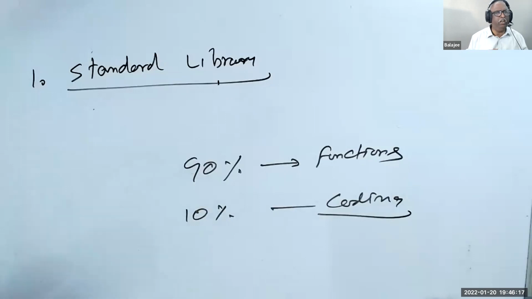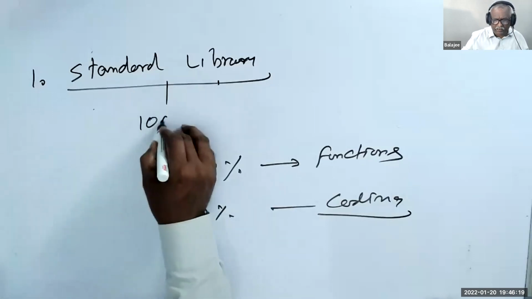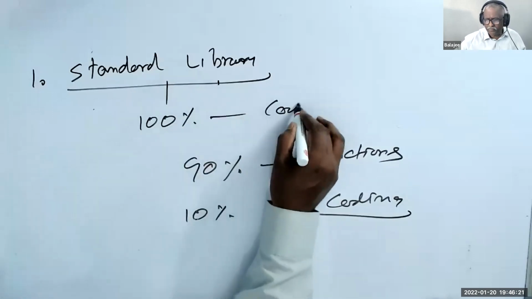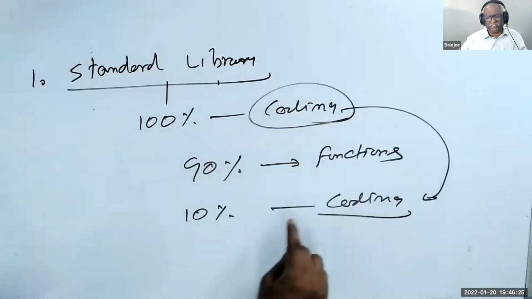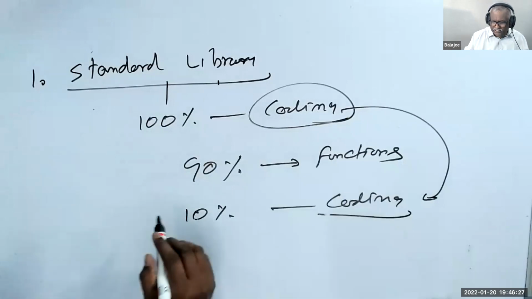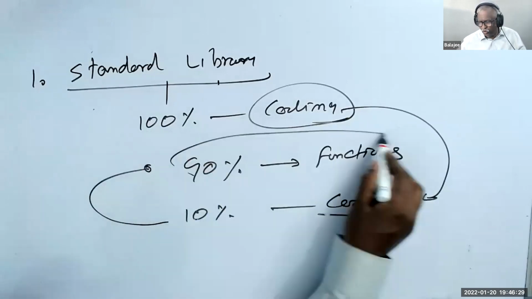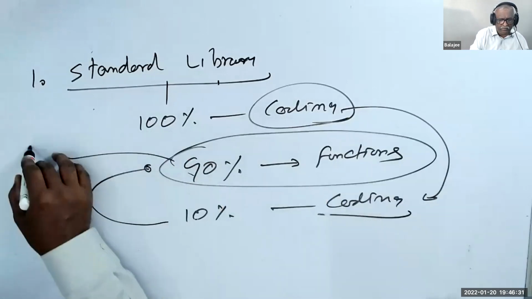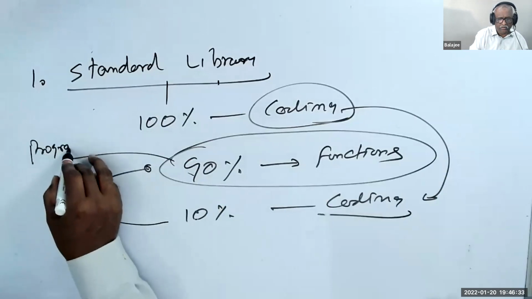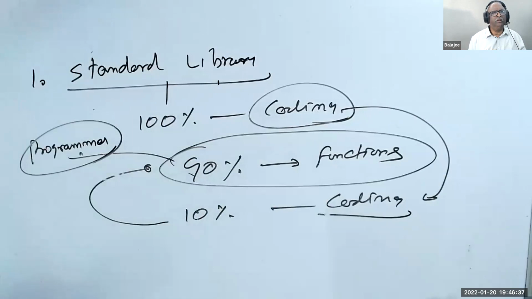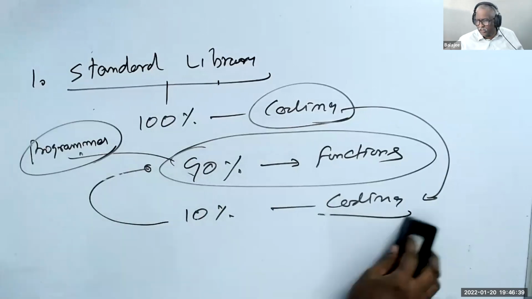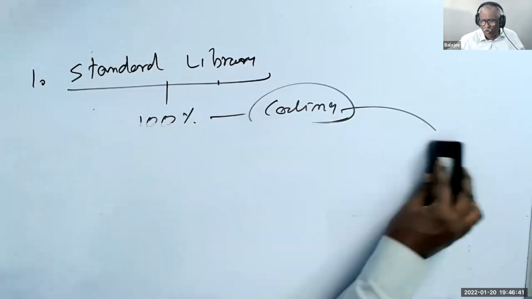But right now, you are spending 100% of your time on coding because you have to master the coding. Once you master the coding, using functions is easy. This is what you're going to do when you're an actual programmer. But right now, since you are learning coding, I'm telling you to do 100%.